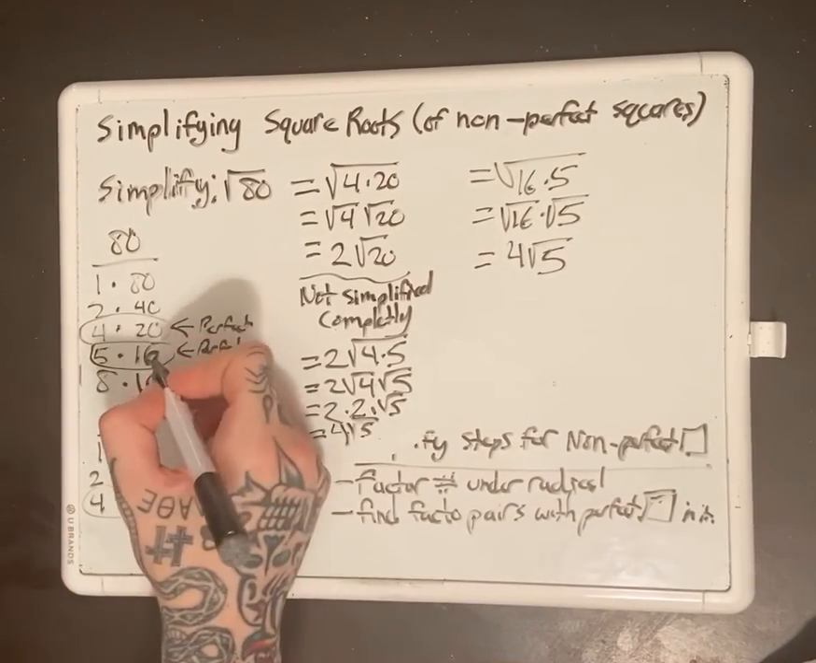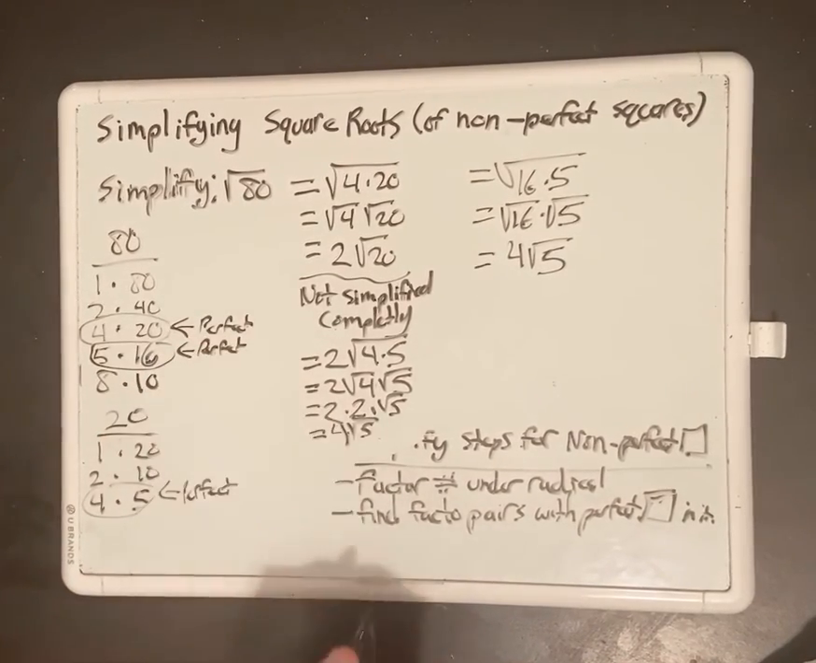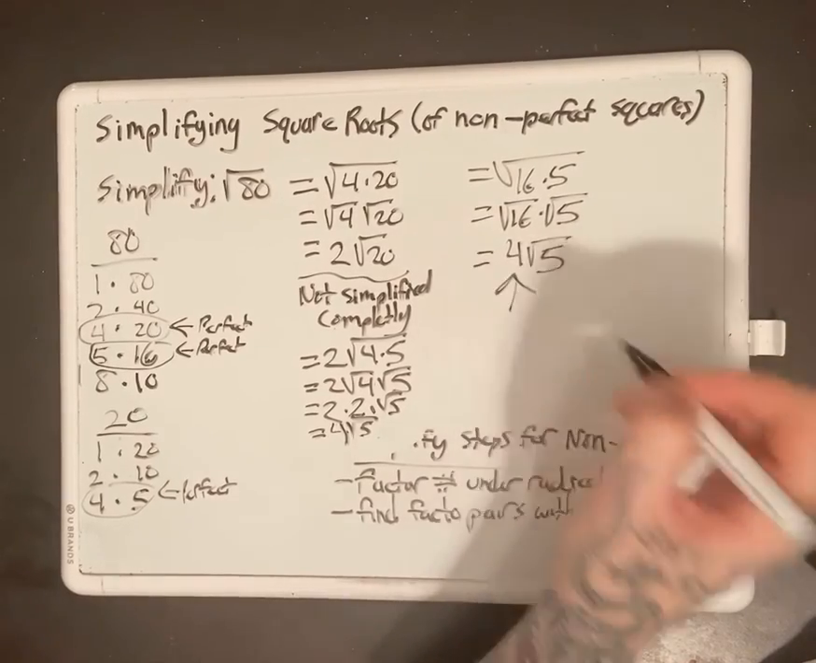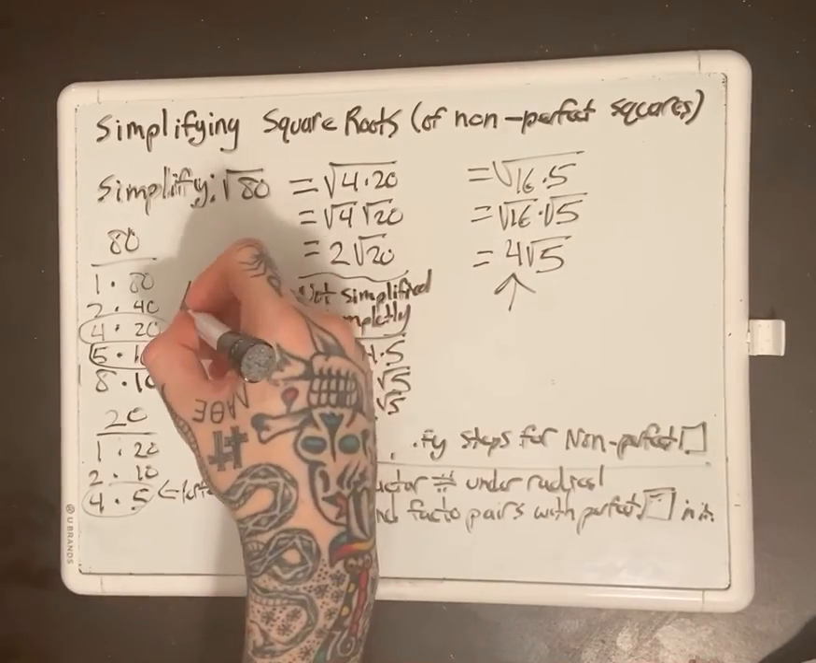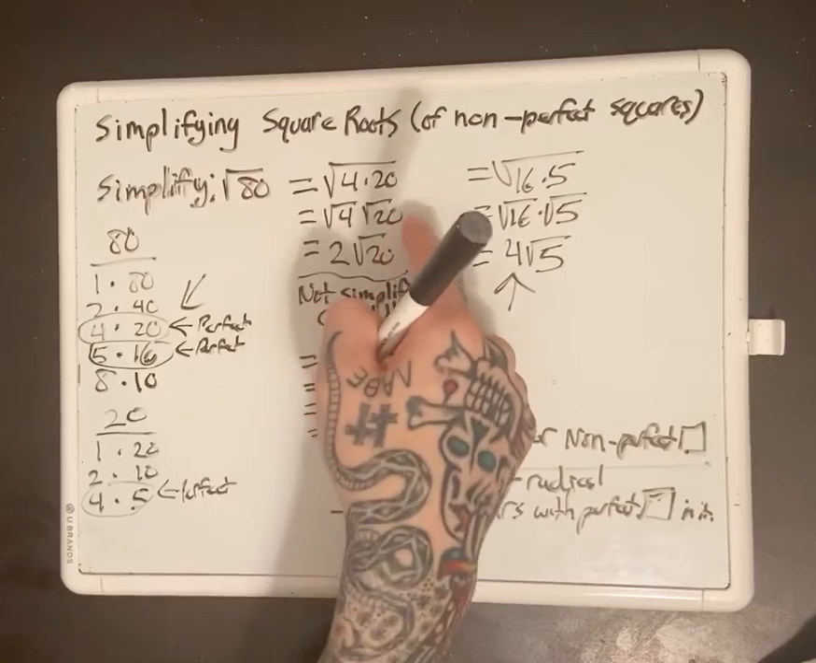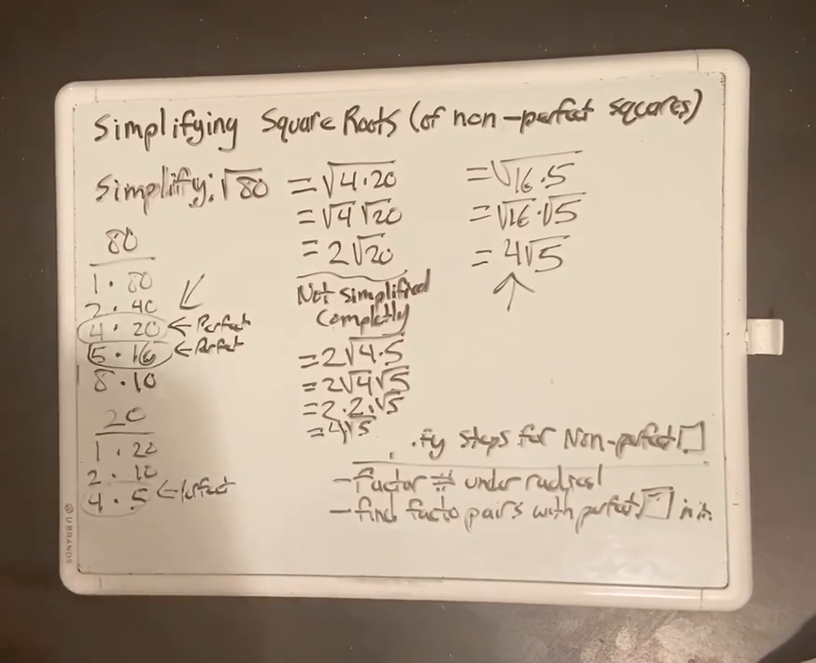So again, if we had chosen the larger perfect square, we would have done it in one step. But since we chose the smaller, we had to do it in two separate steps. All right. Good luck with the handout.